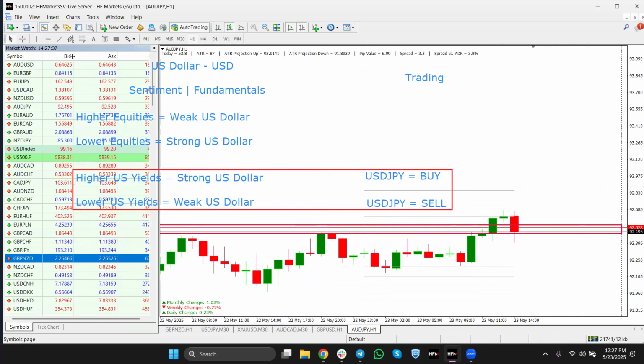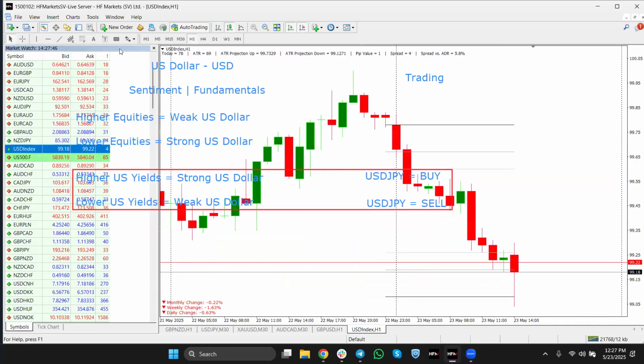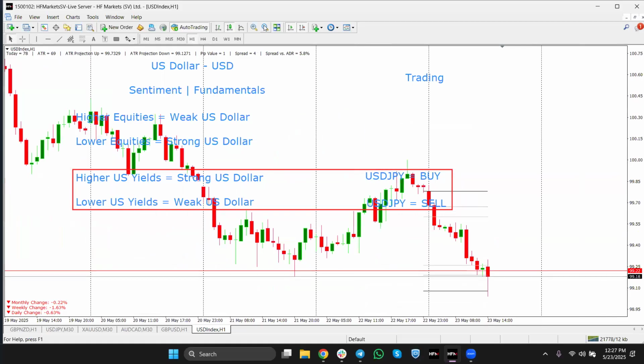At a point, it was so weak. At a point, that relationship was so weak, we could no longer trade the inverse relationship anymore. But let's see if that remains the case. Okay, I'm on USD index. We're going to explain it a little bit.